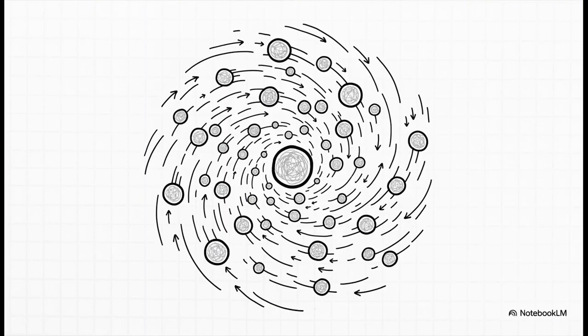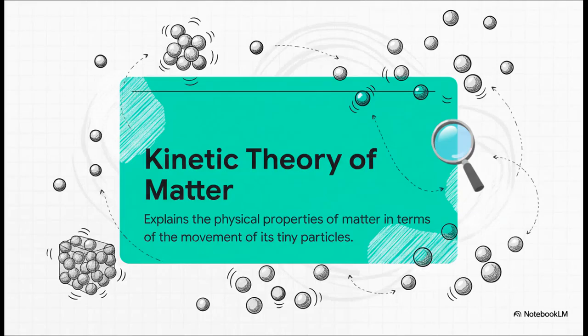It's all about motion. The whole thing, solid, liquid, or gas, is decided by a non-stop dance happening on a microscopic level. It's all about how these tiny, invisible particles are moving. You know, this idea is so important, so fundamental to chemistry and physics that it has its own name. It's called the kinetic theory of matter. And it's basically the rule book that explains everything we're talking about.